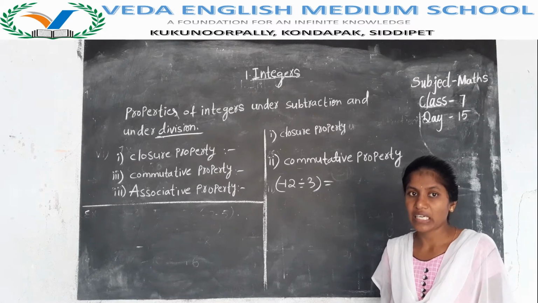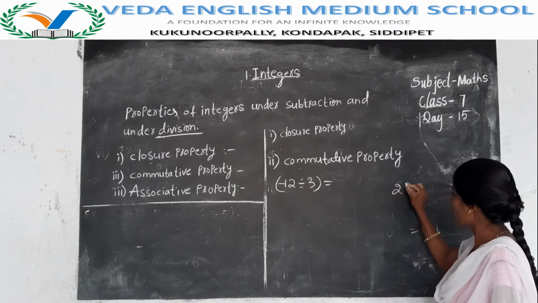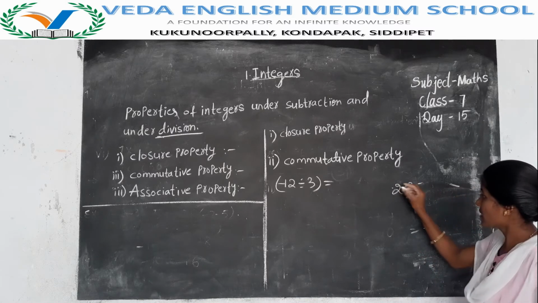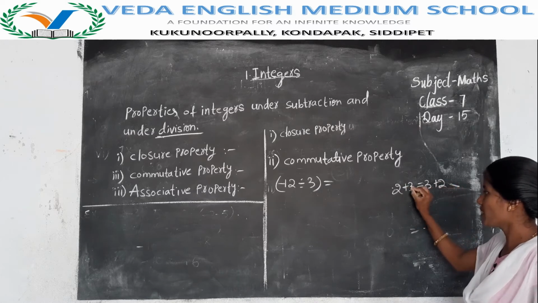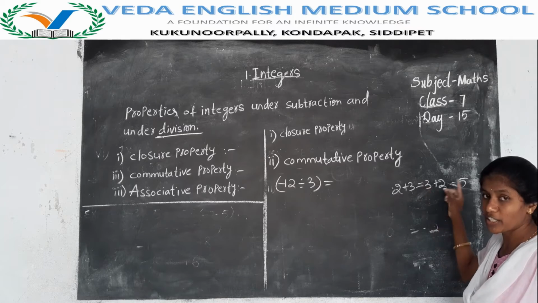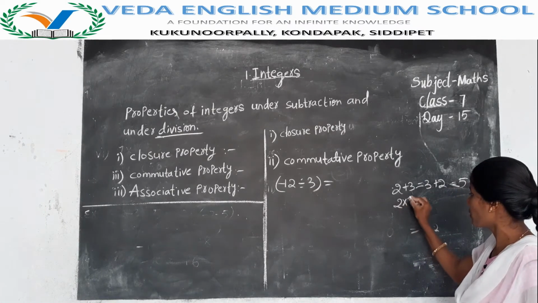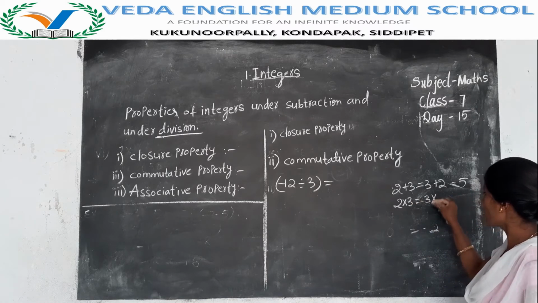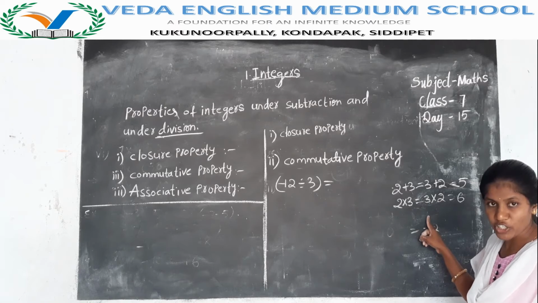commutative property under division. Commutative property under addition means what you will do? Take any two integers and change their places. That means change their orders. Here and here you are getting the same answer. 2 plus 3 is 5. 3 plus 2 is also 5. That means commutative property under addition is possible. Commutative property under multiplication: if you multiply any two numbers, 2 into 3 or 3 into 2, their product is the same only. Commutative property under multiplication is possible.